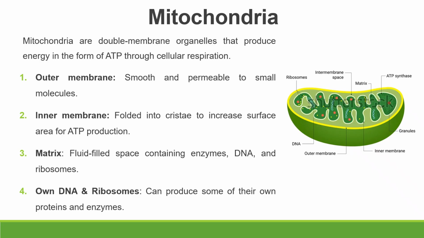These cristae allow the formation of more ATP, and there you can see the matrix inside, which is a fluid-filled space that contains enzymes, DNA and ribosomes. And you need to remember one more thing: the mitochondria own their own DNA and ribosomes, which can produce some of their own proteins and enzymes. So this is the structure of mitochondria. For 2 marks or 5 marks, anyone can ask about the mitochondria.